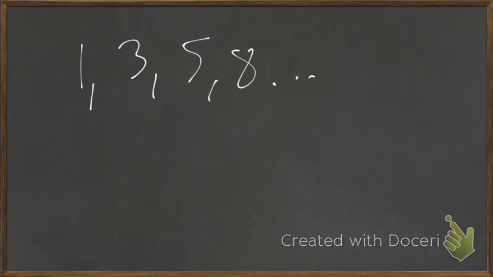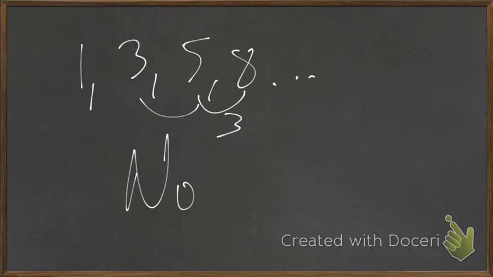What about this one? 1, 3, 5, 8. No. Why not? Because from 5 to 8 is 3. So this difference then is not common, right? Maybe someone might say it's an uncommon difference. All right, what about this one?